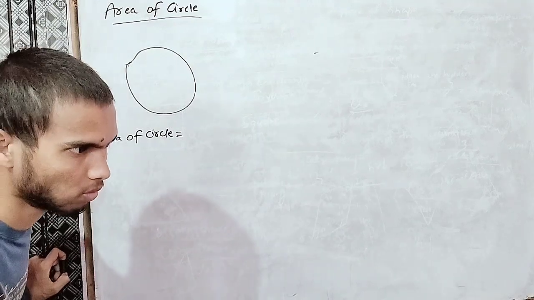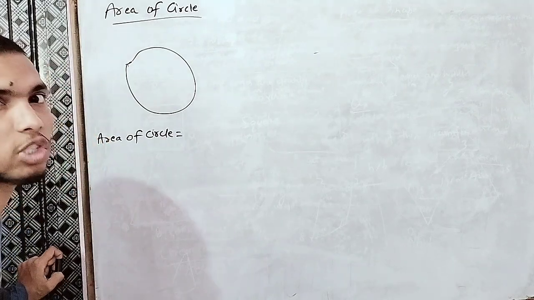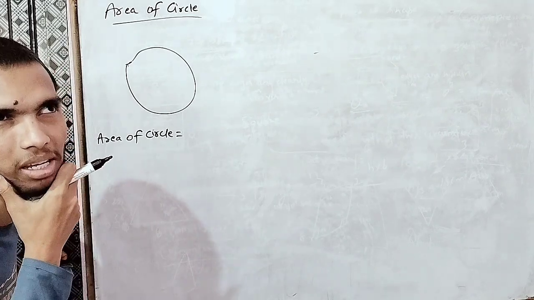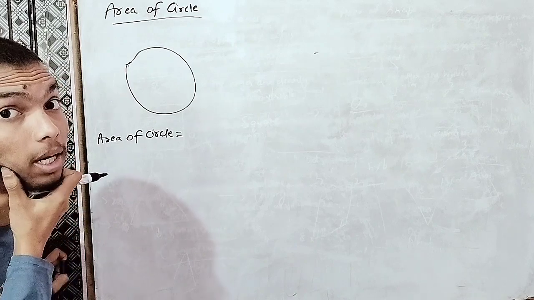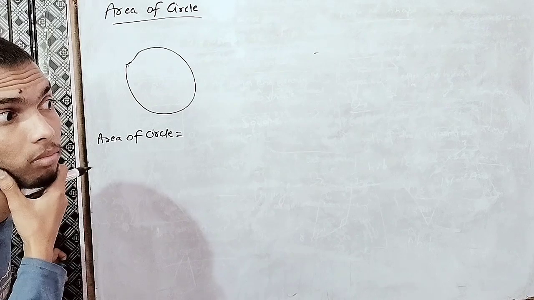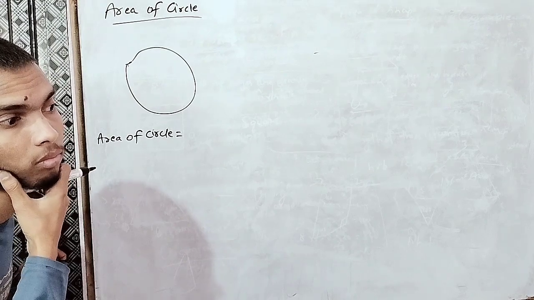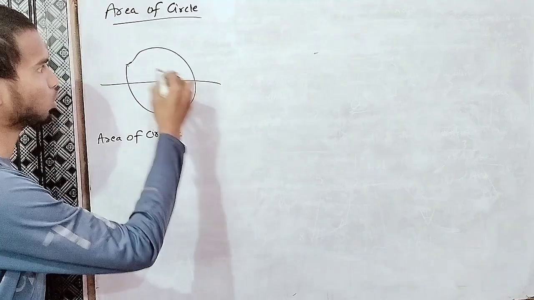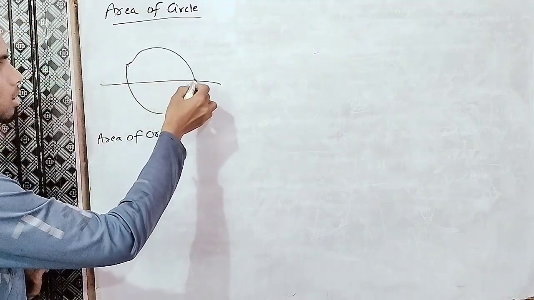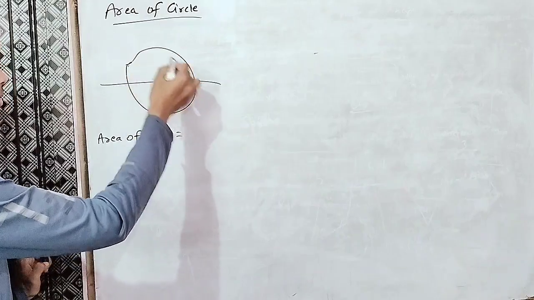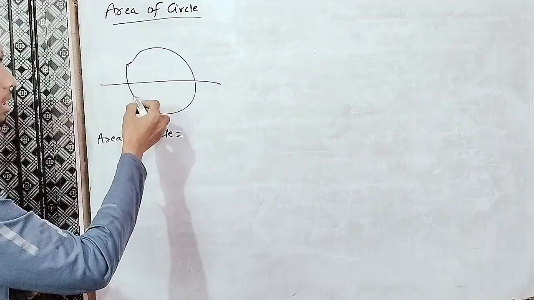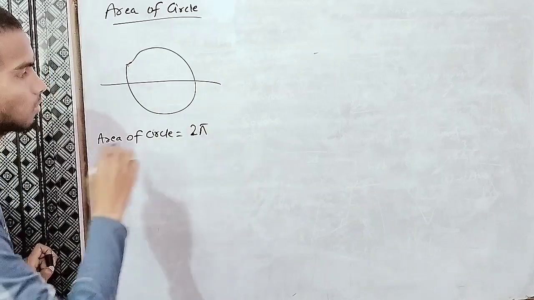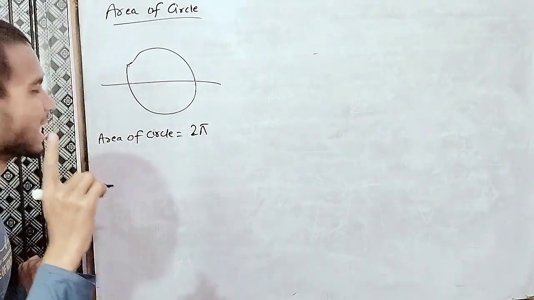3.17, which means 22 by 7, which also means what? Pi. Yeah, pi. So we have two times. This is pi, 3.17, and this is another pi. So how much pi do we have? 2 pi. 2 pi.